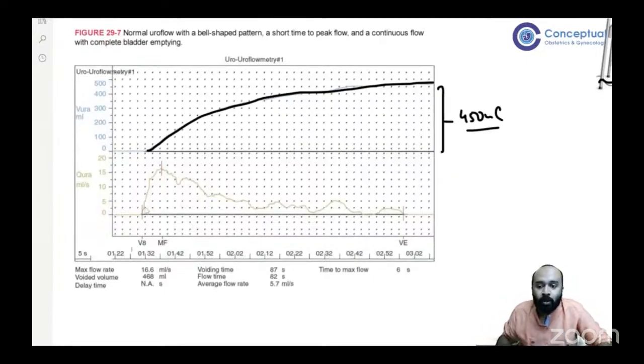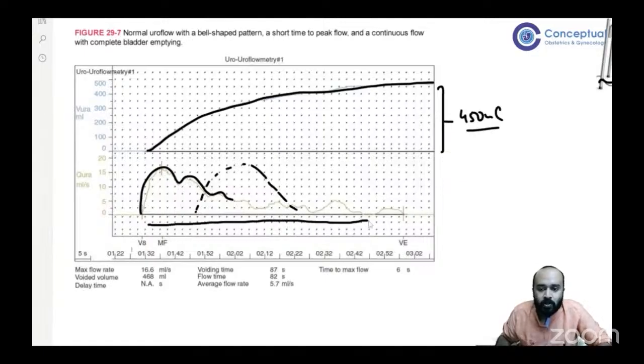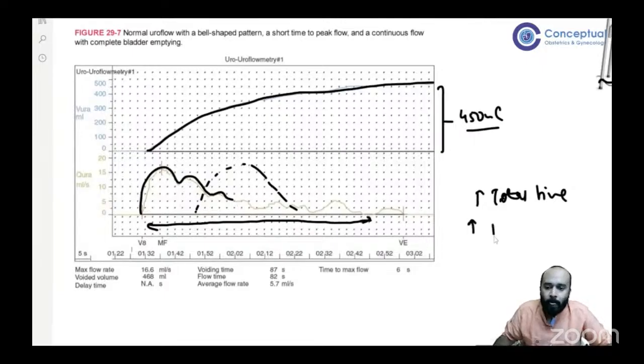Secondly, it is not a bell-shaped curve. It has multiple peaks. The first peak came, then the second peak came, then the third. Plus, instead of what should normally happen, it is taking a lot of time. So there is an increase in total time taken to void. There are also increased peaks.